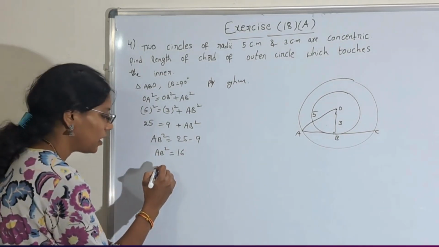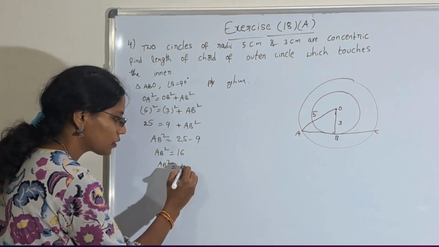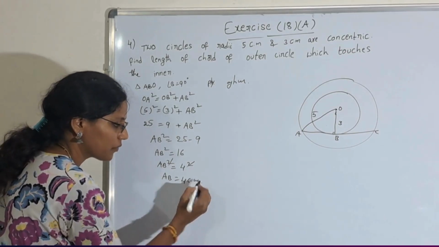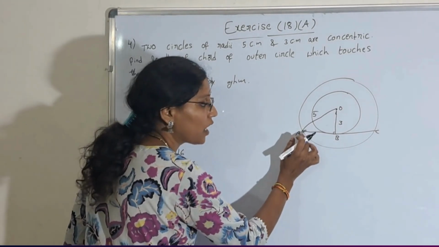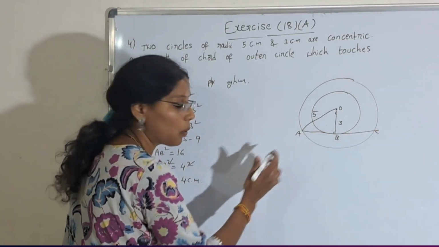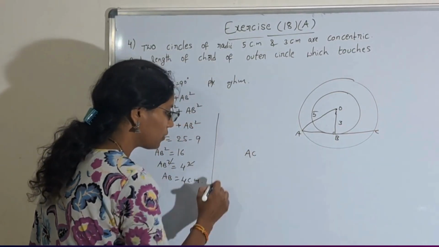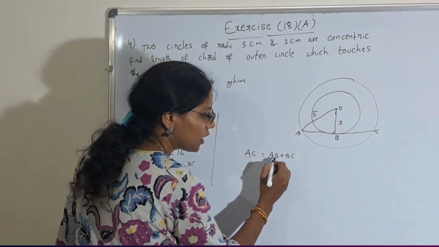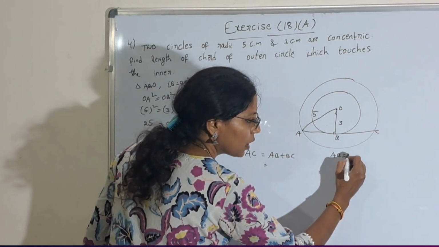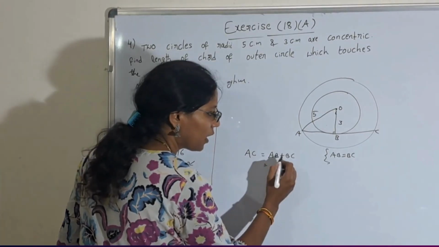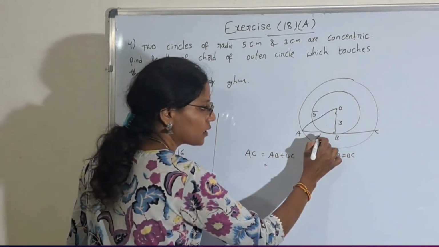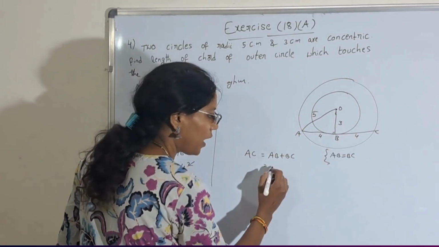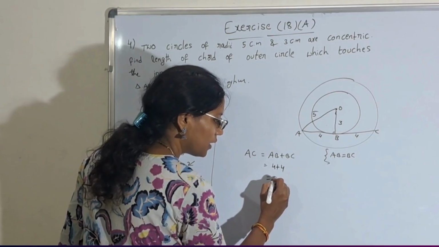16 is a perfect square. AB square is equal to 4 square. The squares cancel, so AB is equal to 4 centimeters. Now we have to find out AC. AC is equal to AB plus BC, and AB is equal to BC. AB we got as 4 centimeters, and BC is also 4 centimeters. Both we add, 4 plus 4, 8 centimeters.